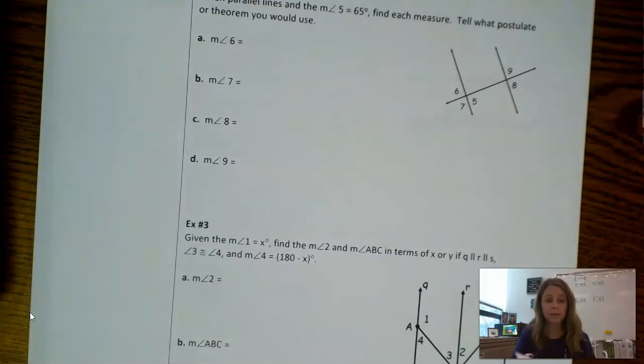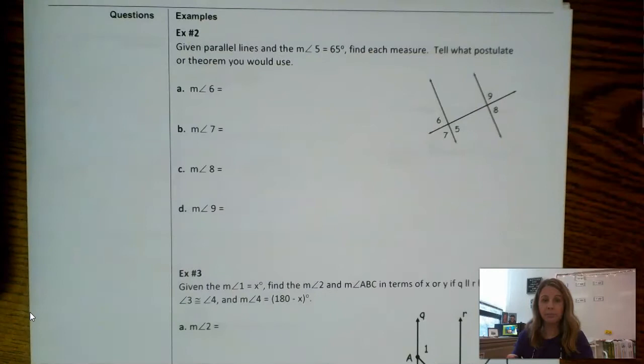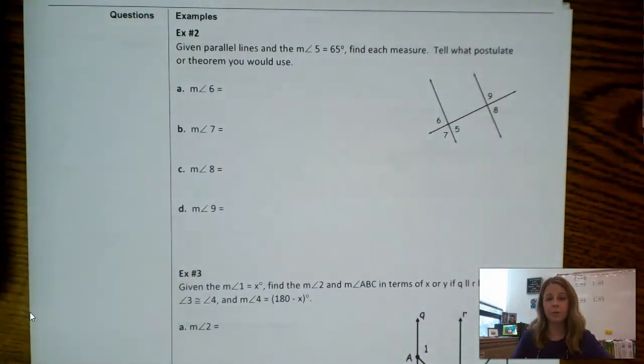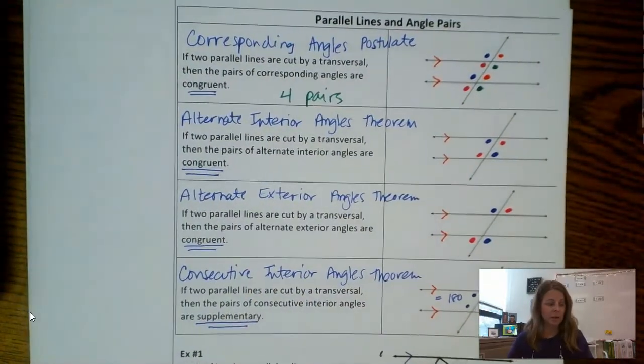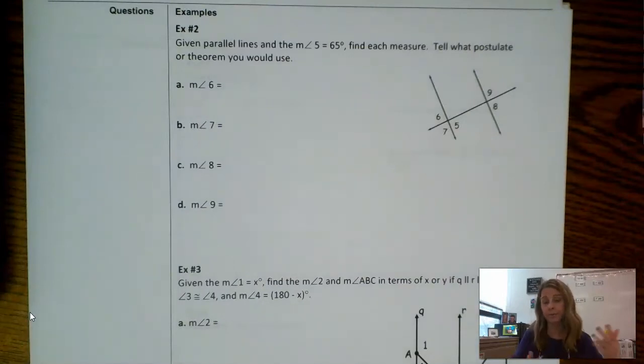Okay, I would like you to pause and come back and try number 2 on your own. I'm giving you an angle measure. I want you to find these angle measures and then describe what postulate or theorem you use. So you're quoting one of these 4 here that you have used to get to your answer, or prior theorems or postulates. So go ahead and pause here and then come back and we'll take a look at it together.